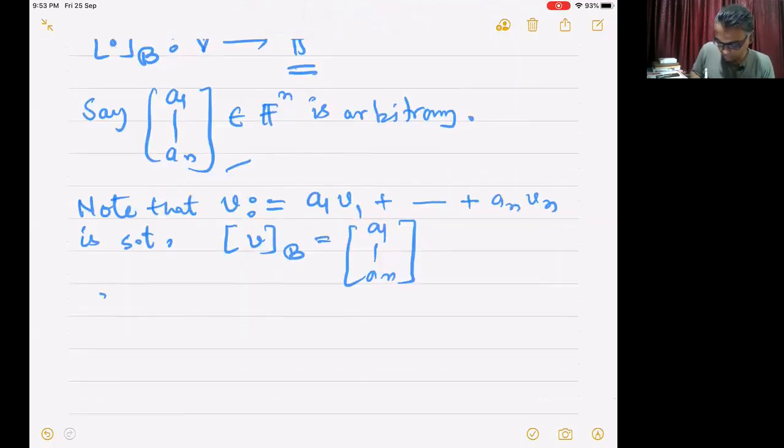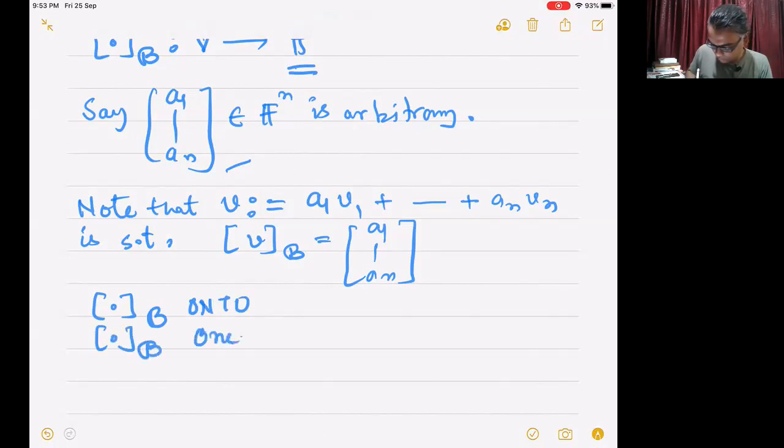So this is onto. I have just said verbally why this is one-to-one. You have to check it. Just go ahead and check. So this is one-to-one and onto. So it's a bijection, and it's a linear map. So it's an isomorphism. Okay.